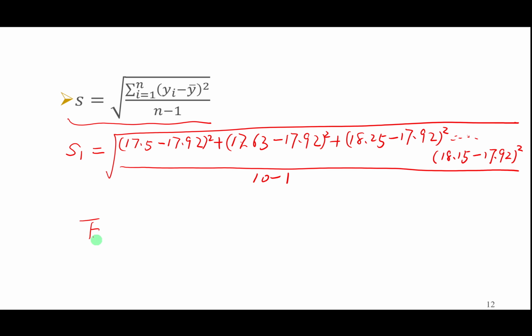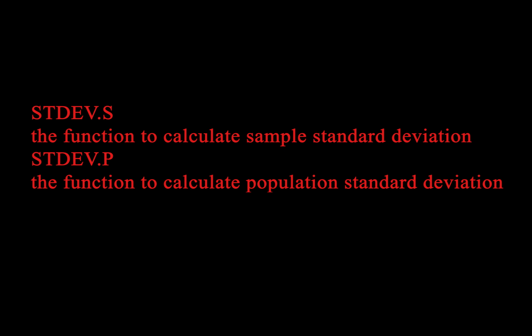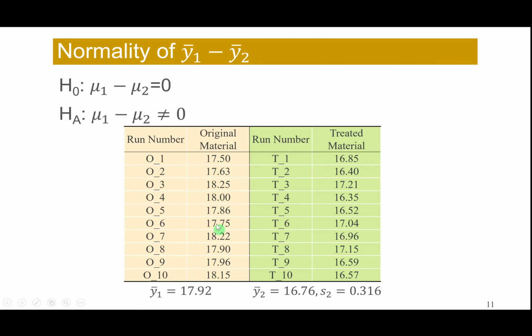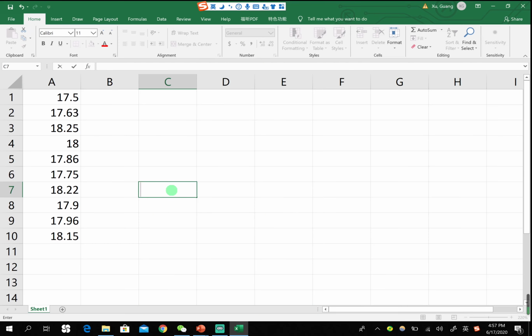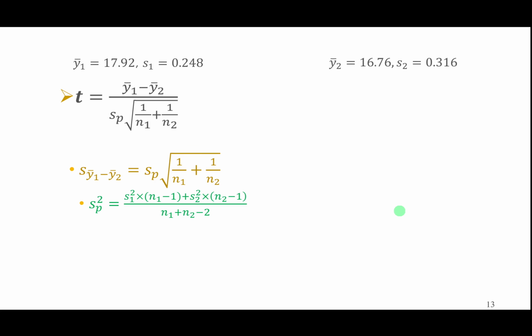Or we can use Excel, the stdev.s function. The stdev.s function is the function to calculate sample standard deviation, and the stdev.p function is the function to calculate population standard deviation. We copy this data to Excel, and we use the function equals stdev.s parentheses. In these parentheses, we select all these numbers, enter. So S1 equals 0.248. Now we have got all the numbers required to calculate the t value.